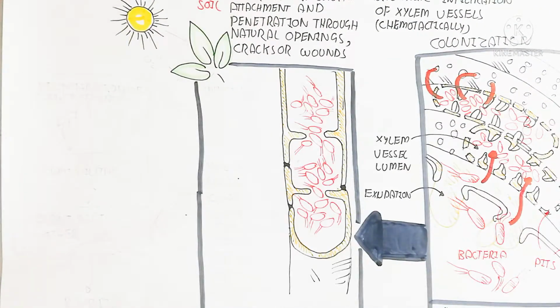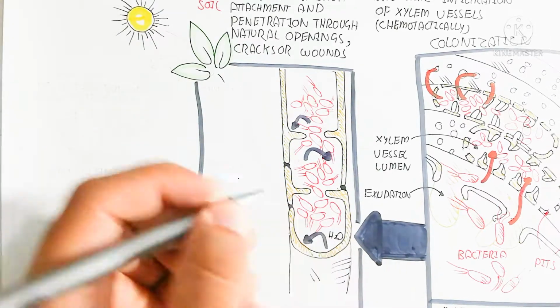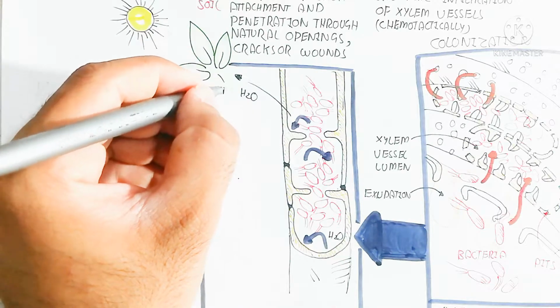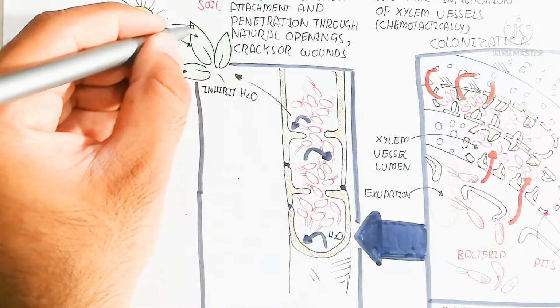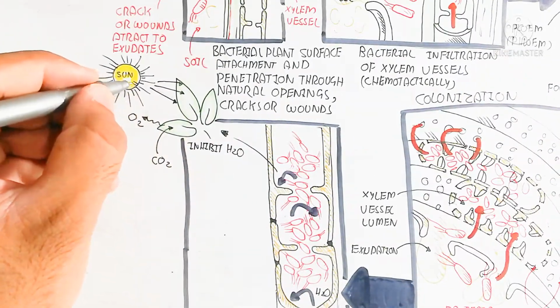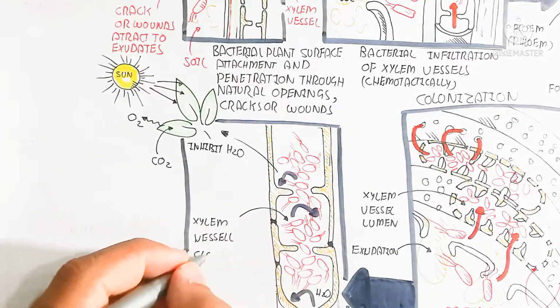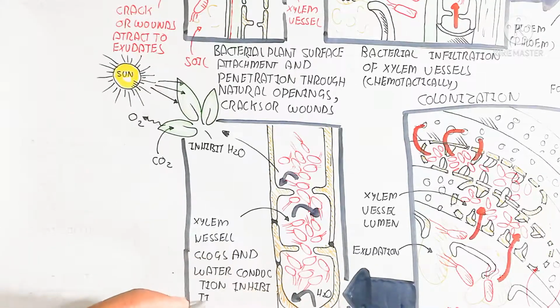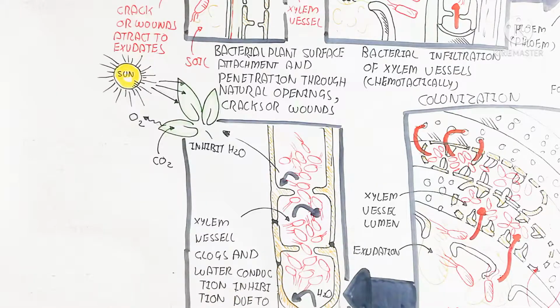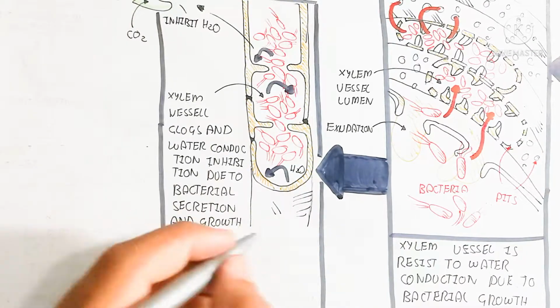Photosynthesis is due to the light, and the leaf requires light, water, and carbon dioxide for photosynthesis. In this way, the water will not approach the leaf. So the oxygen will not be released, and carbon dioxide will be fixed, but water is absent due to the lack of water transportation through xylem vessel clogs and water conduction inhibition due to bacteria secretion and growth.